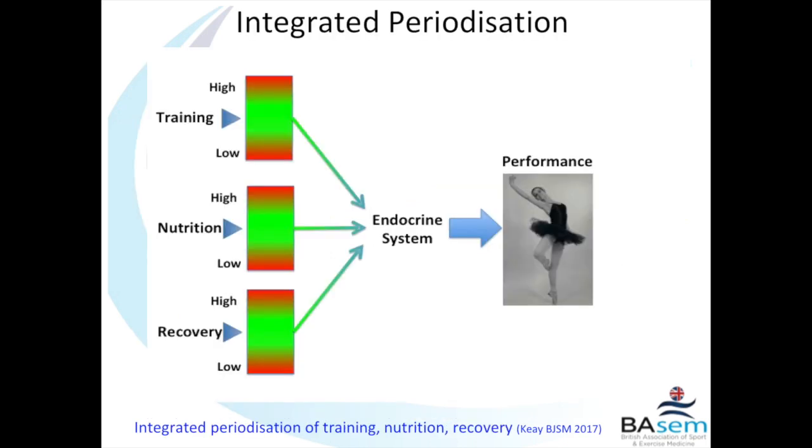So it's crucial to integrate these three variables that you have control over: training, nutrition, recovery. To achieve this, you'll need the input from your coach or teacher, support from your parents and friends, and guidance from healthcare professionals.